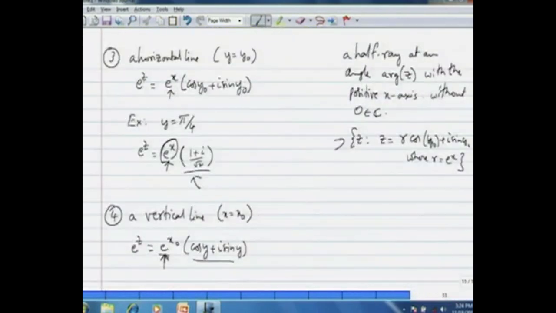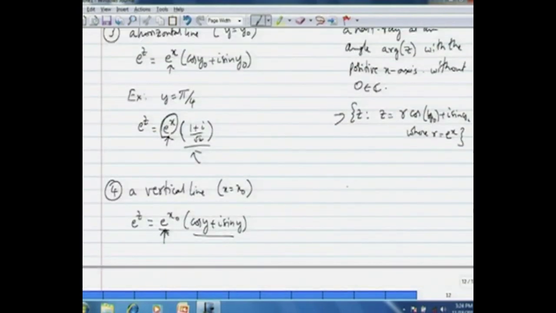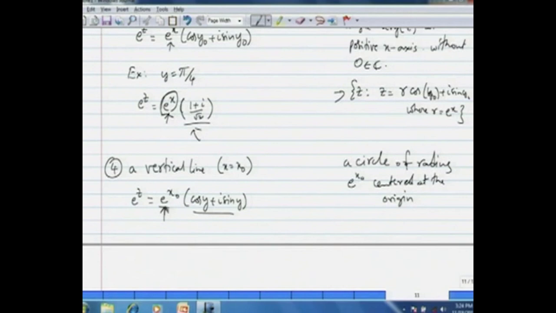So, now let us look at one more important subset. I did not complete the description here. The image is a circle of radius e power x naught centered at the origin. Okay. And if x naught is less than 0, then the circle has radius less than 1, okay, and if x naught is greater than 0, the radius is greater than 1.